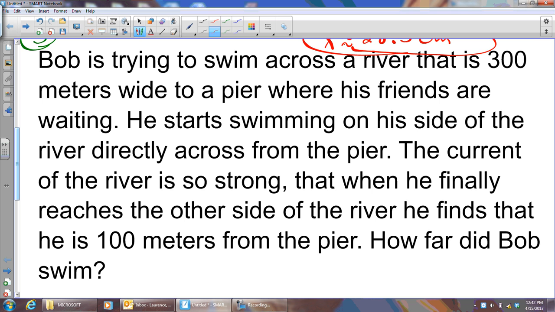All right, problem 3. Bob is trying to swim across a river that is 300 meters wide to a pier where his friends are waiting. He starts swimming on his side of the river directly across from the pier. The current of the river is so strong that when he finally reaches the other side of the river, he finds that he is 100 meters from the pier. How far did Bob swim?